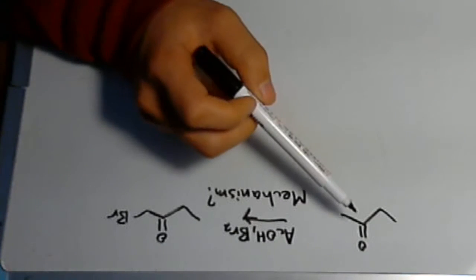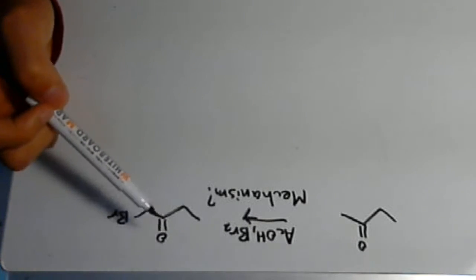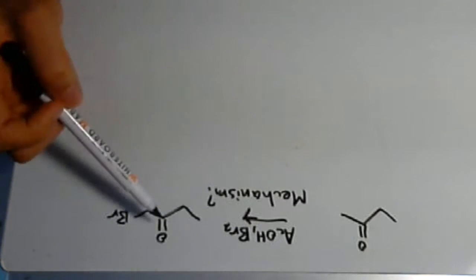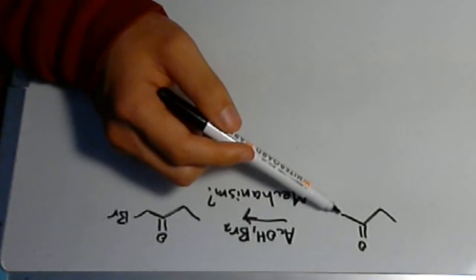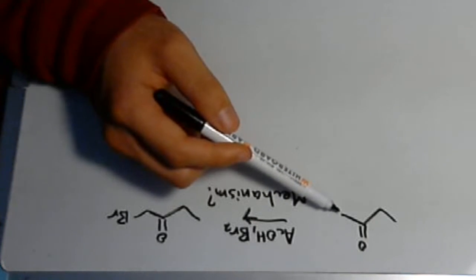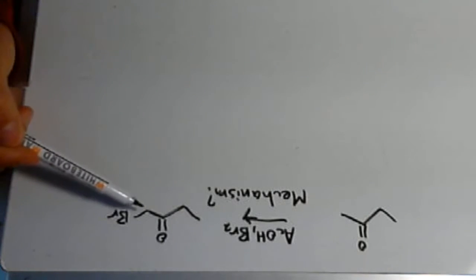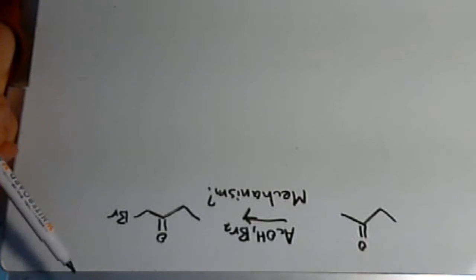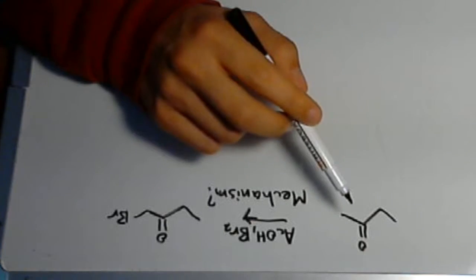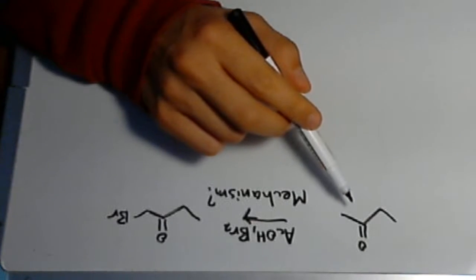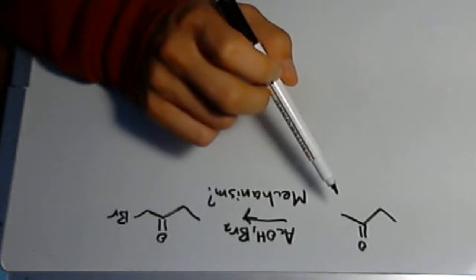Okay, so we have this compound here, and we're asked, what's the mechanism that goes from here to here? Well, the only difference is we're exchanging one of the protons on this carbon with a bromine. So, whenever you have a mechanism problem, always start with, what's your starting material? What's it going to do?